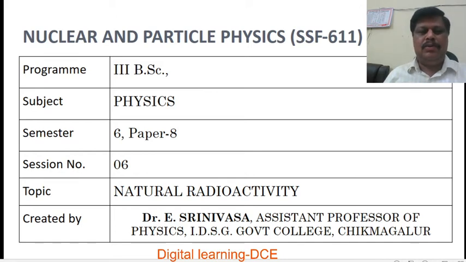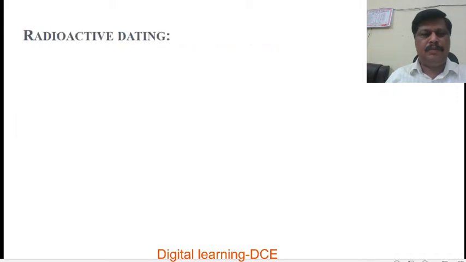In this video, I am going to explain some concepts of natural radioactivity, which is a chapter in 3rd BSc 6M paper 8 physics, and the paper name is Nuclear and Particle Physics, subject code SSF 611. This is session number 6 video.